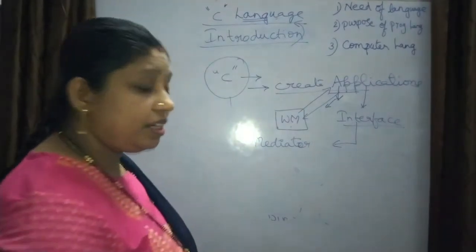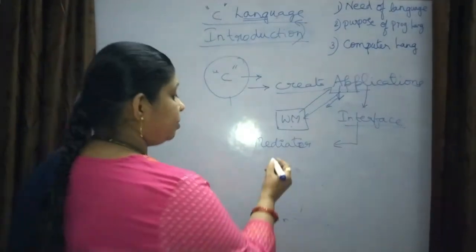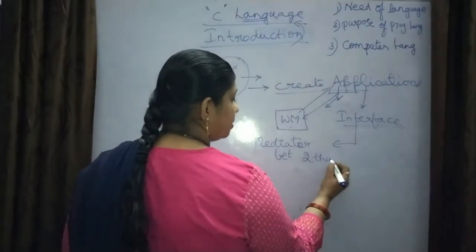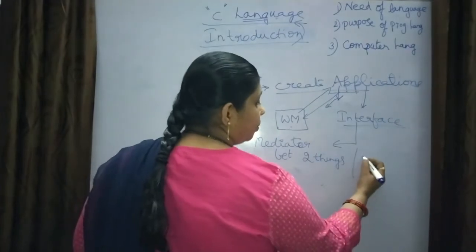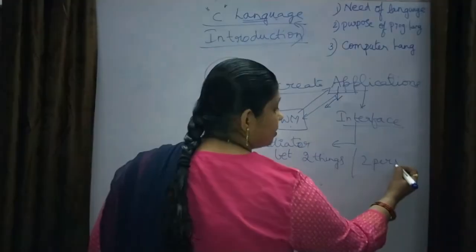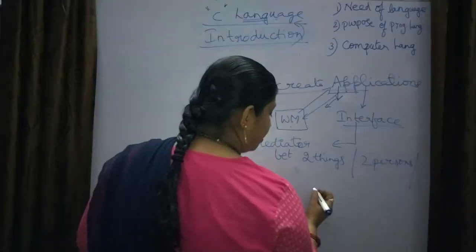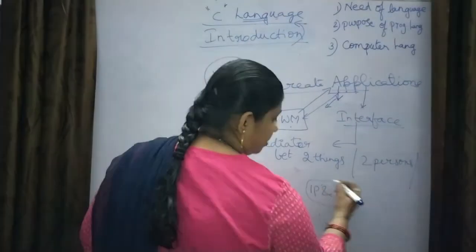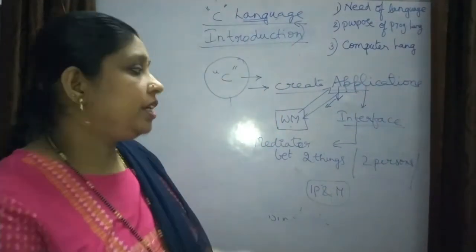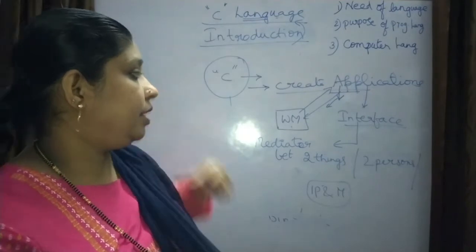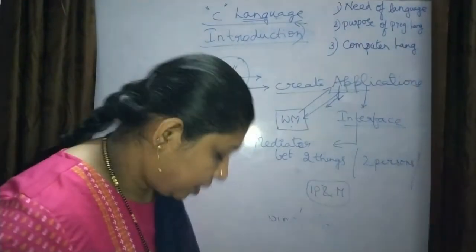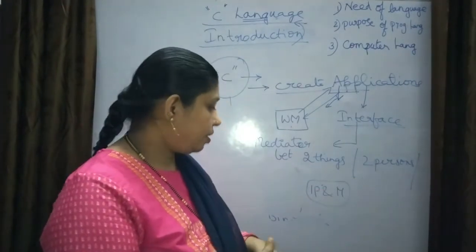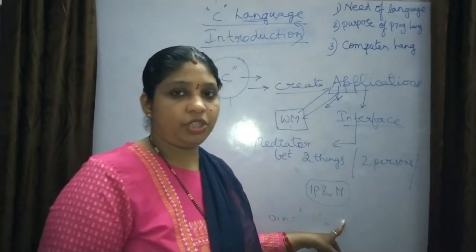Right? Mediator between what? Between two things, or two persons, or one person and a machine. Right? The interface is the mediator between two things, or two persons, or one person and a machine.